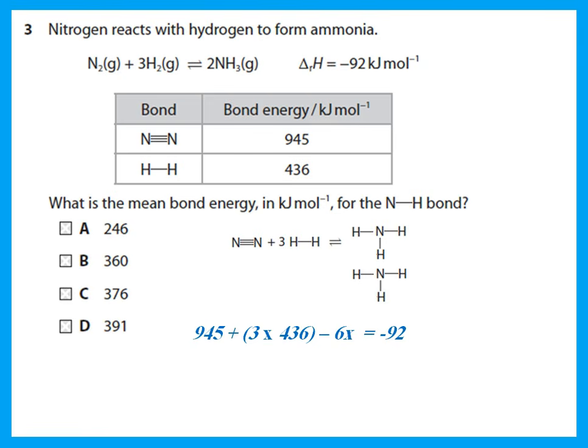That means I have a total of 6 NH bonds, which I don't know their bond energy, and I know that the total of all of this should be minus 92. So I just solve for X. X comes out to be about 391.